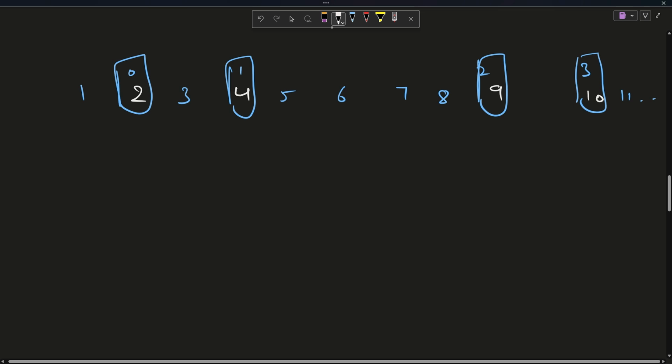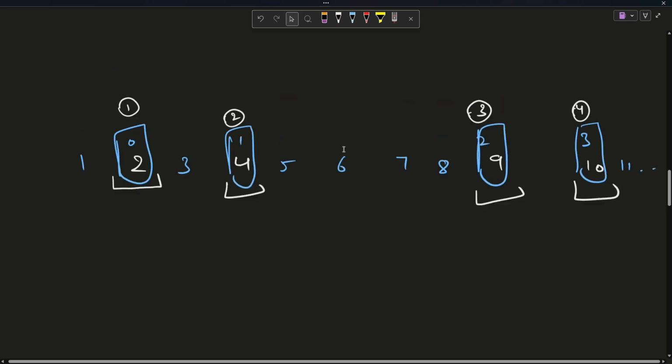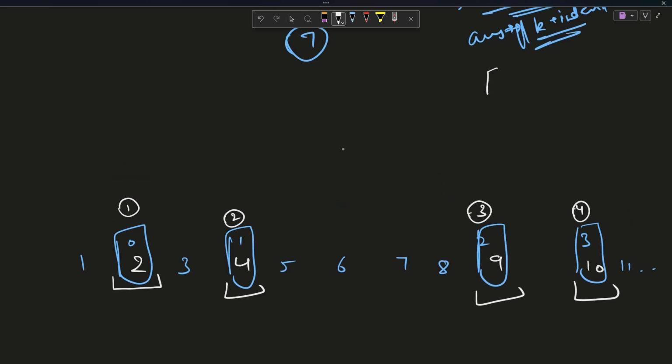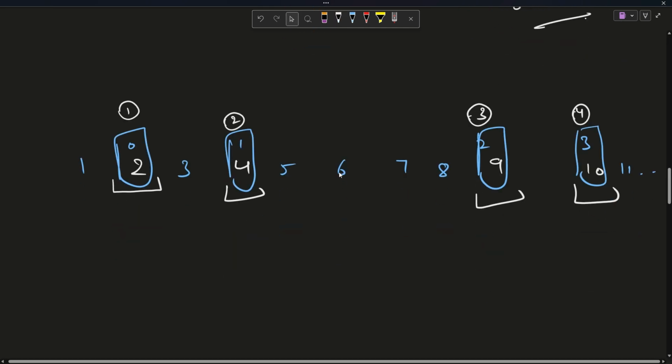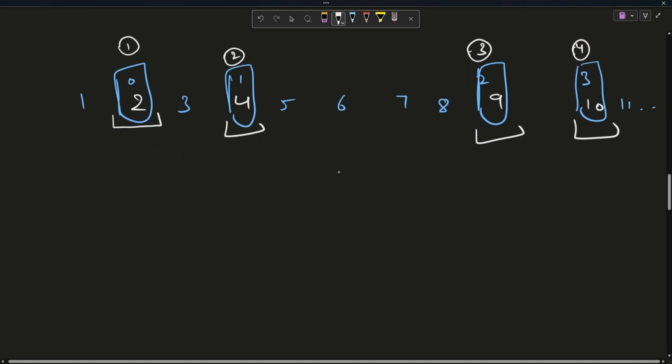I come to this index. I say that the ideal number here should be 1, at index 1 it should be 2, at index 2 it should be 3, and at index 3 it should be 4. How am I saying it? Because an array which does not contain any missing numbers will be 1, 2, 3, 4, with indexes 0, 1, 2, 3. So 0 contains 1, 1 contains 2, 2 contains 3, 3 contains 4. Ideally these should contain 1, 2, 3, 4, but they contain 2, 4, 9, 10.